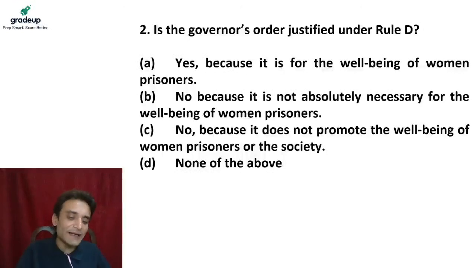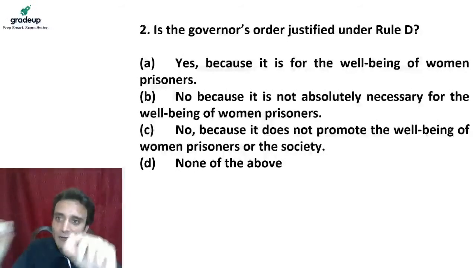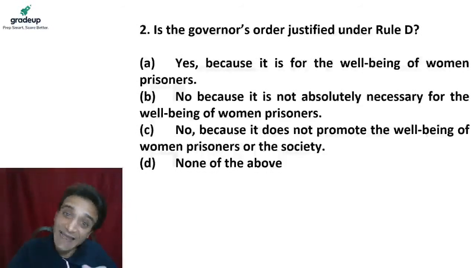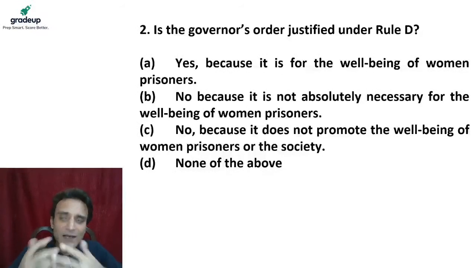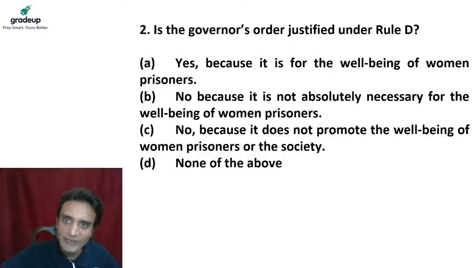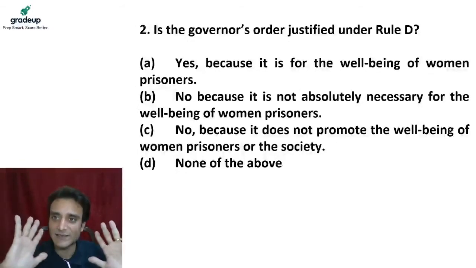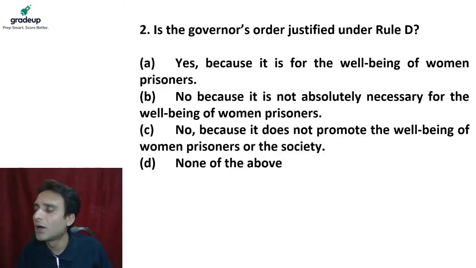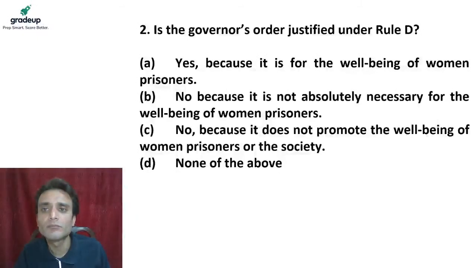Now, understand this: if the governor had made an order that women who are pregnant, or women who are suffering from a particular disease, women who are the only breadwinners and are suffering imprisonment, shall be released, then it is justified. Suppose the governor says those women who are suffering from a particular disease, A or B or C or D, will be released. It is absolutely necessary. Or if the governor tomorrow says that women who are the sole breadwinner of their family will be released, then it is justified.